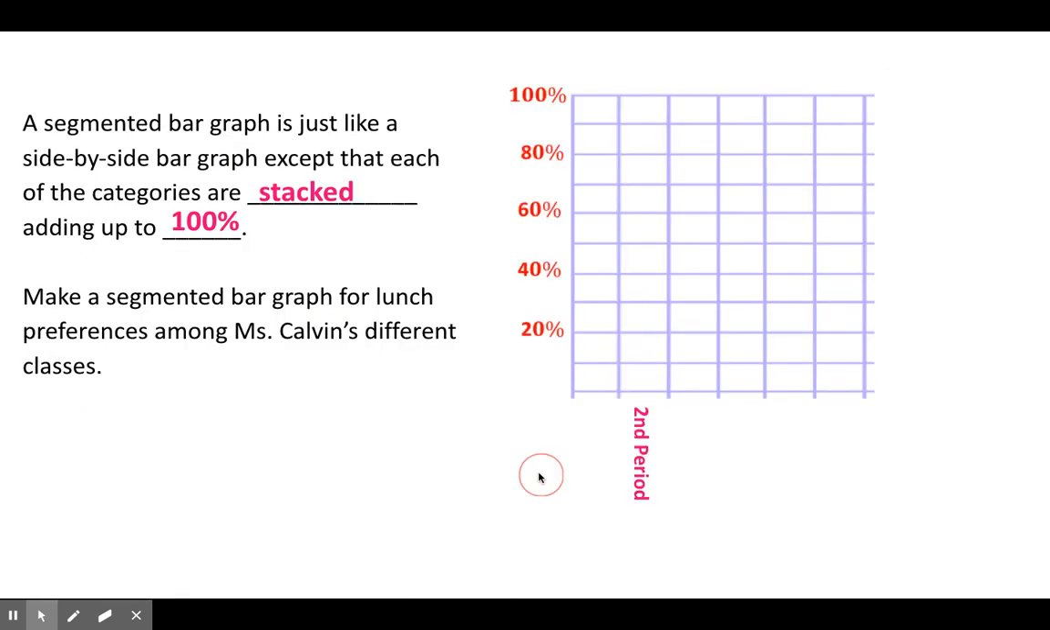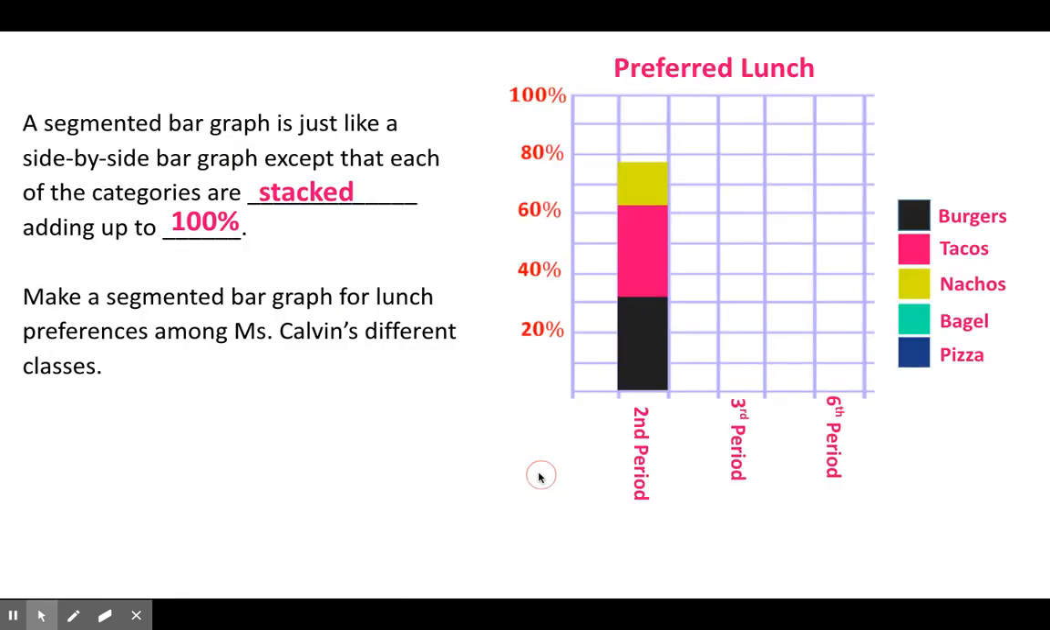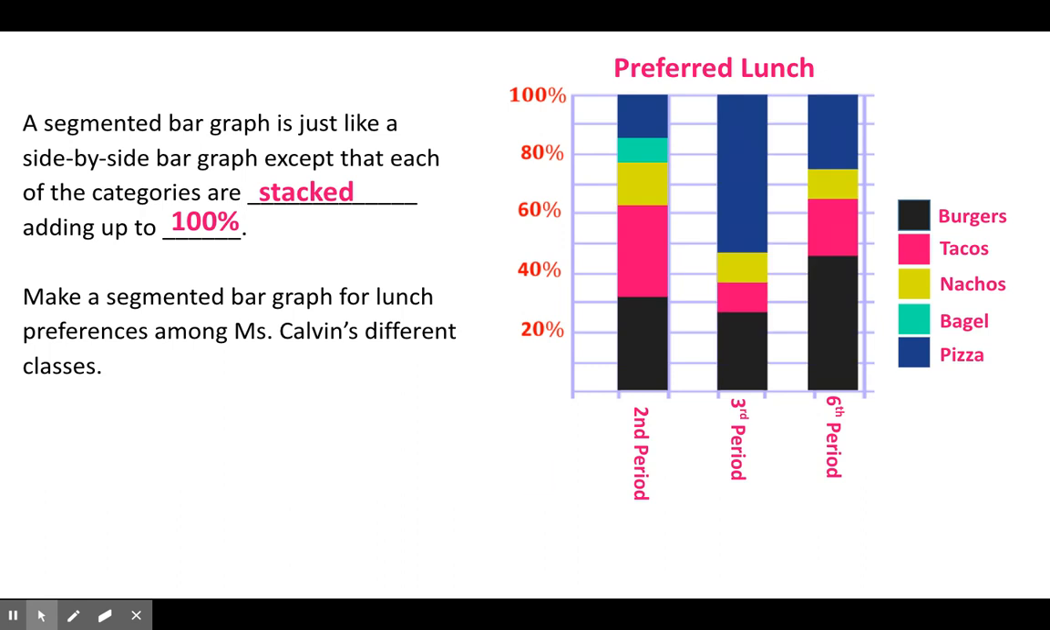And then I would do the same thing for each class period. So there's my one for third, and there's my one for sixth. I just took those bars and stacked them on top of each other. And that is called a segmented bar graph. It's just another way of representing that same information.